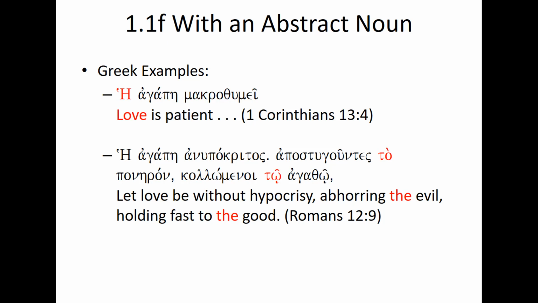Let love be without hypocrisy. Apostuguntes ta paneron, kalomenoi to agatho. So we see the article going with ta paneron, abhorring the evil, holding fast to the good. Now, I didn't highlight, but I could have even the first example, he agape. So here are abstract nouns with an article.